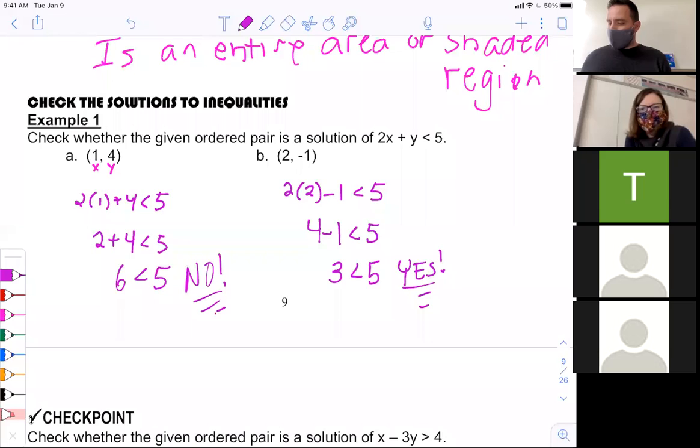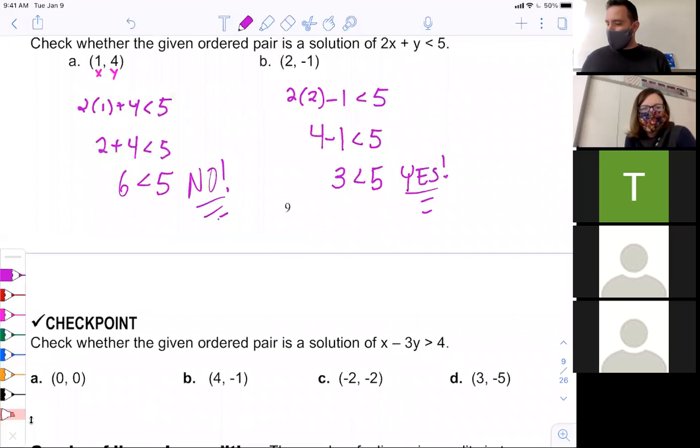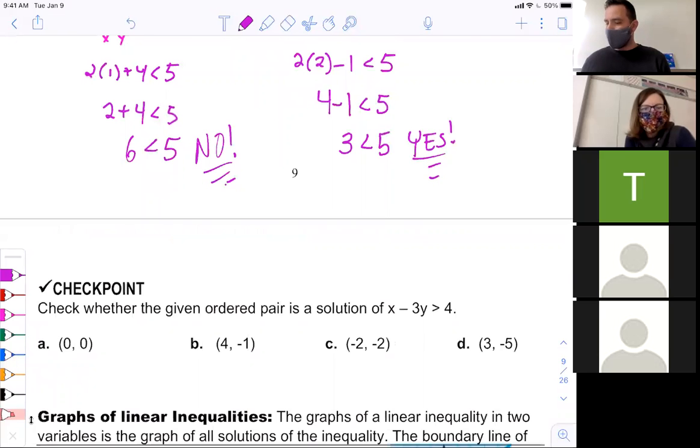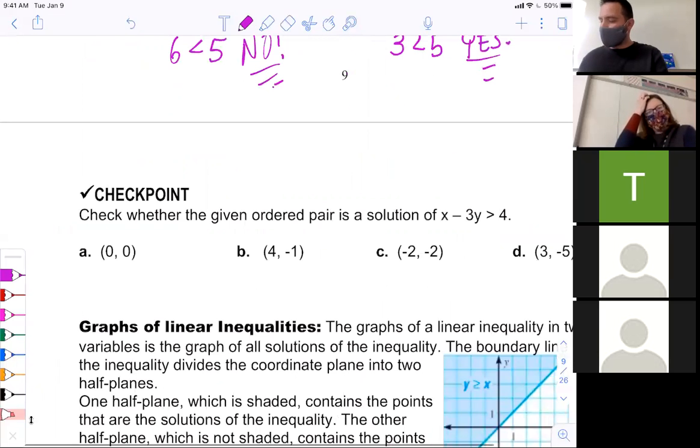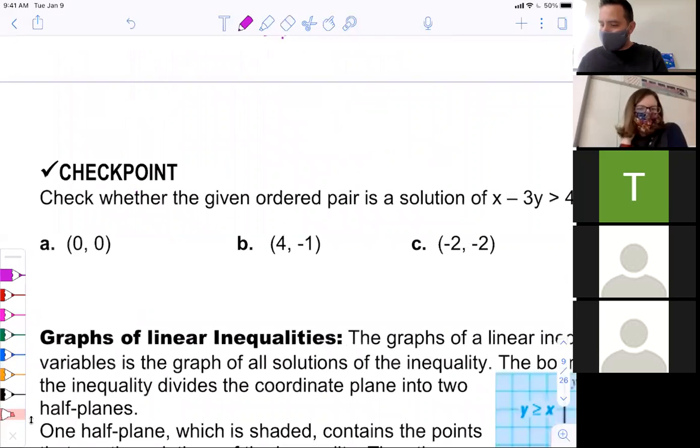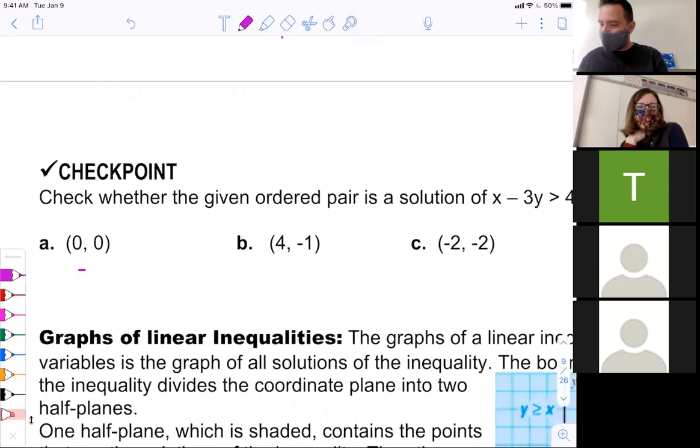Okay, so let's go to a checkpoint here. Check whether the given ordered pair is a solution. And we're just going to go through these again real quick. We'll do the 0, 0 ones. The zeros kind of give us a little bit of trouble. Let's plug in. Remember, our x value is 0, minus 3 times 0 is greater than 4. And this we get 0 minus 0 is greater than 4, and 0 is greater than 4.